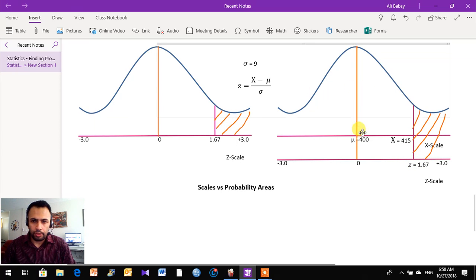Depending upon the problem, we can find the area under the curve at the left hand side or at the right hand side. So I hope you are clear now between the differences of scale and probability areas.